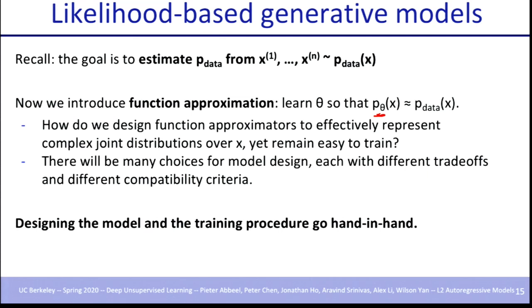So the question we're going to have to ask is, how do we design these function approximators to effectively represent joint distributions over maybe high-dimensional variables x, yet at the same time keep it easy to train? There will be many, many choices for our model design, and each will have some trade-offs, and we need to think about those. Often, choosing your model architecture and your training procedure go hand in hand. Certain training procedures will work better with certain architectures.